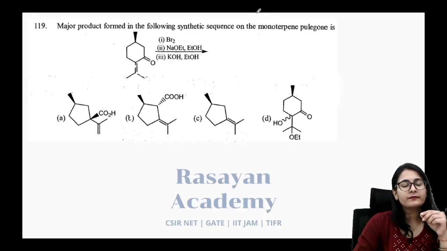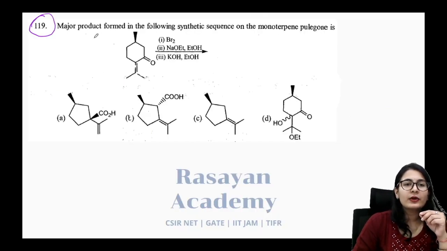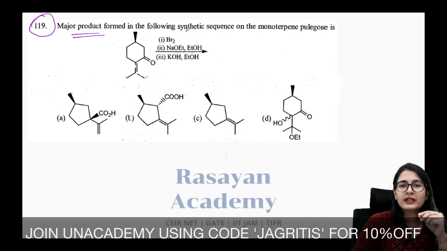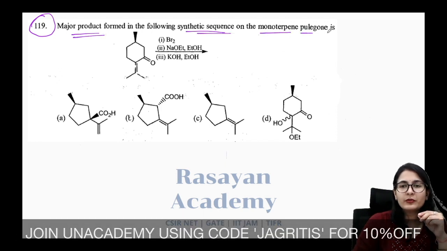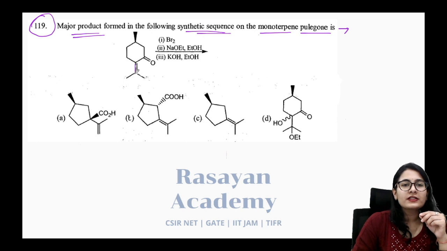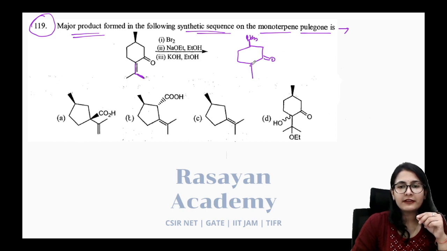Okay, next is this question. Major product formed in the following synthetic sequence on monoterpene pulegone is. So this is your monoterpene, and yes, try to do this question by yourself. Very beautiful question. What is the Br2 going to do? This is your CH3 carbonyl. So Br2 can give you anti-addition onto this alkene system, isn't it?